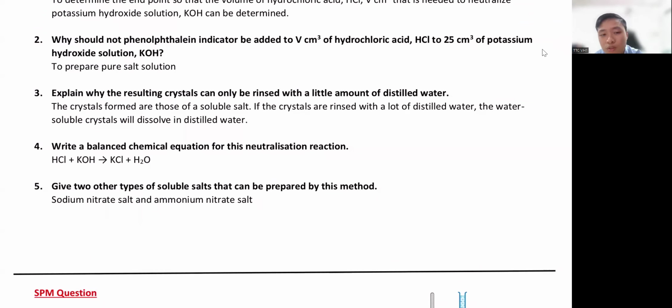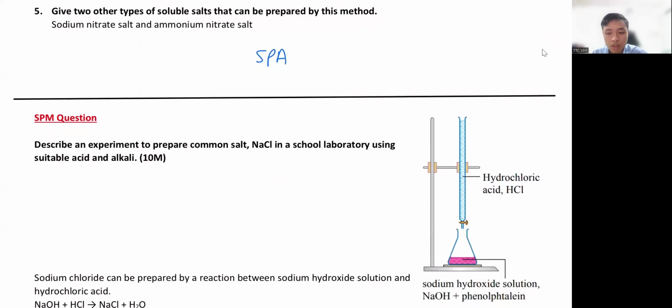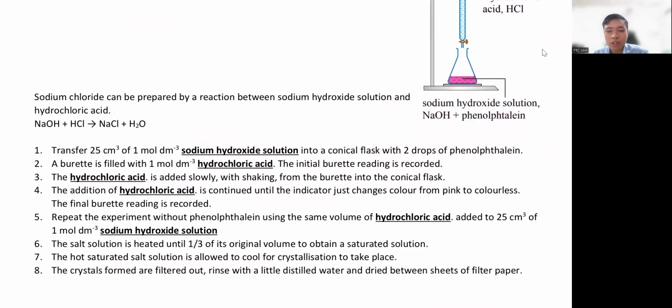You can also prepare KCl, NaCl, and NH4Cl, or nitrates, as long as it contains a sodium, potassium or ammonium ion. This is the step. Before the exam, you can try to read through it.